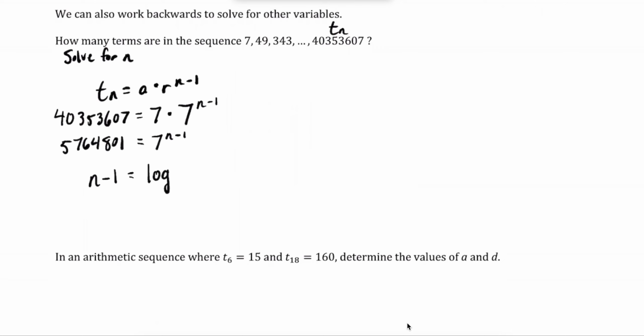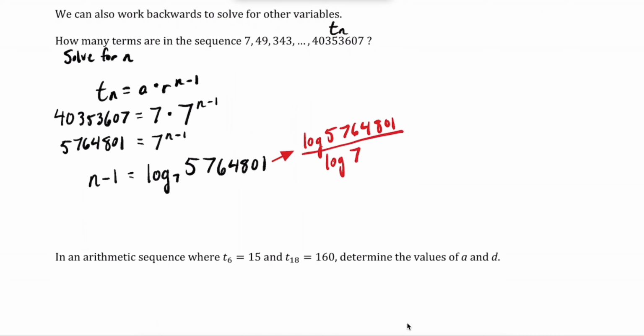So this is going to be log 5,764,801 base 7 is equal to n minus 1. You can go ahead and pop that in your own calculator. If you've forgotten, the way that you can put this into your calculator is by doing log of the first number divided by log of the base. And when you do that, you get that n minus 1 is equal to 8, and therefore that n is equal to 9. So we can say, therefore, there are 9 terms in the sequence.